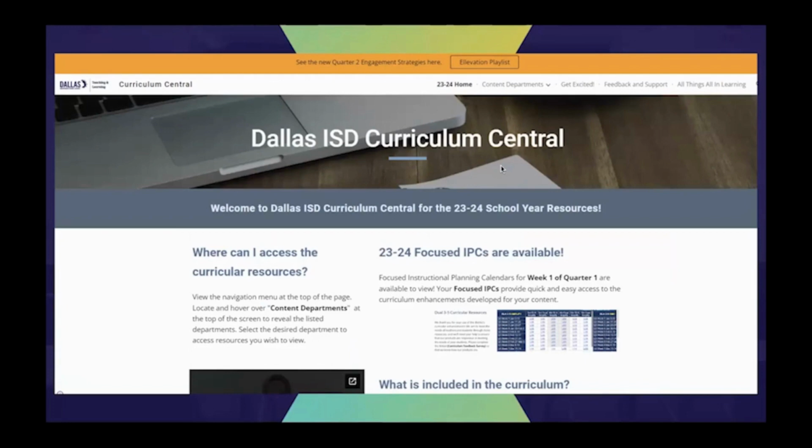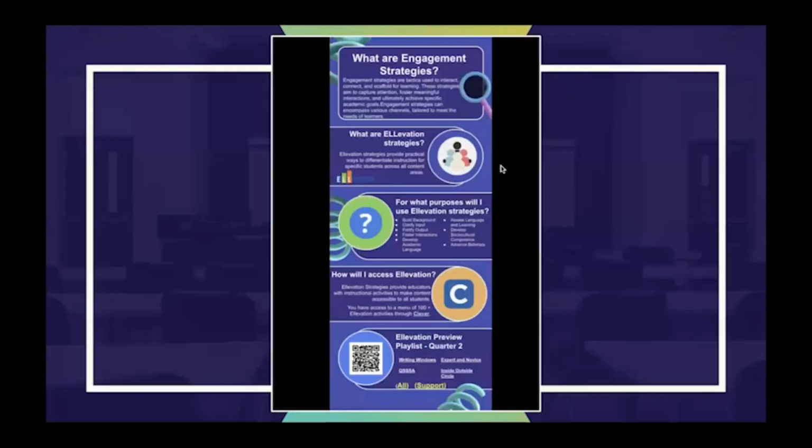If you click on that, you'll get a bookmark that looks like this that talks about what are engagement strategies and how we're going to use those elevation strategies to help support those engagement strategies. There's a rationale for the purpose as to why we use those engagement strategies and how do you access elevation. You access elevation through Clever, but once again, we'll have everything linked on our IPCs so that you don't have to navigate back and forth.